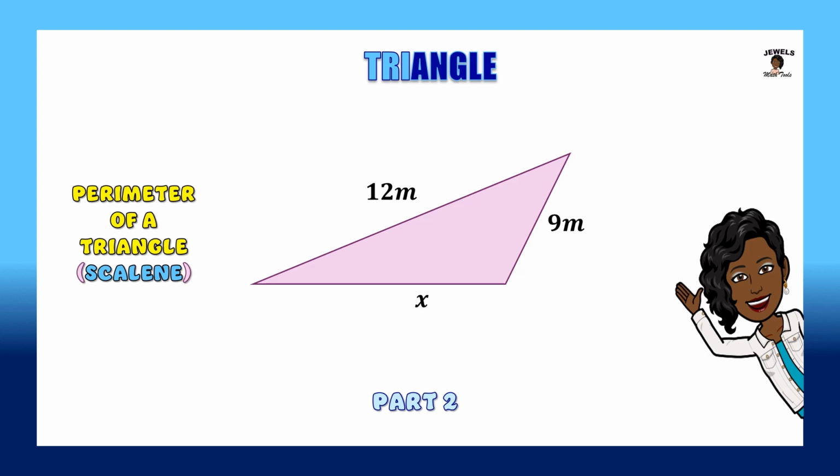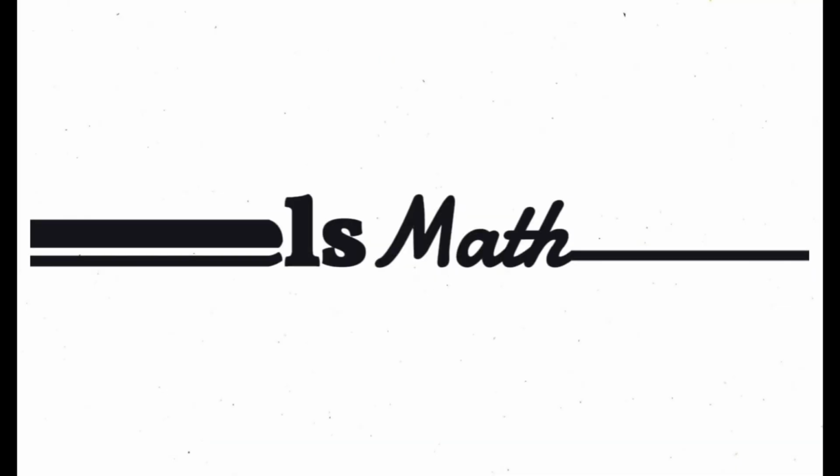Hello and welcome back. In this session, we are calculating the measure of our unknown side in our triangle when we're given the perimeter. And of course, we are still working with a scalene triangle. So if you want to see how this is done, let's get started.